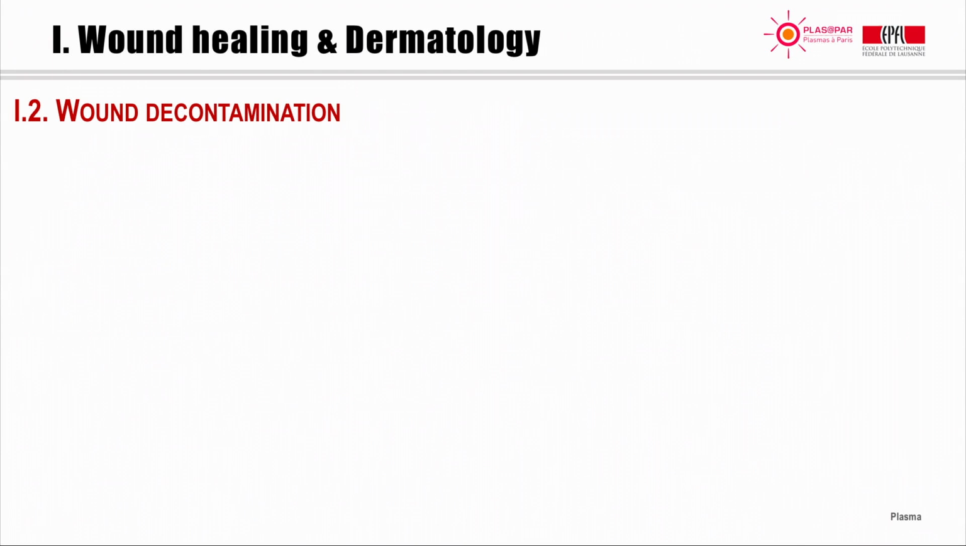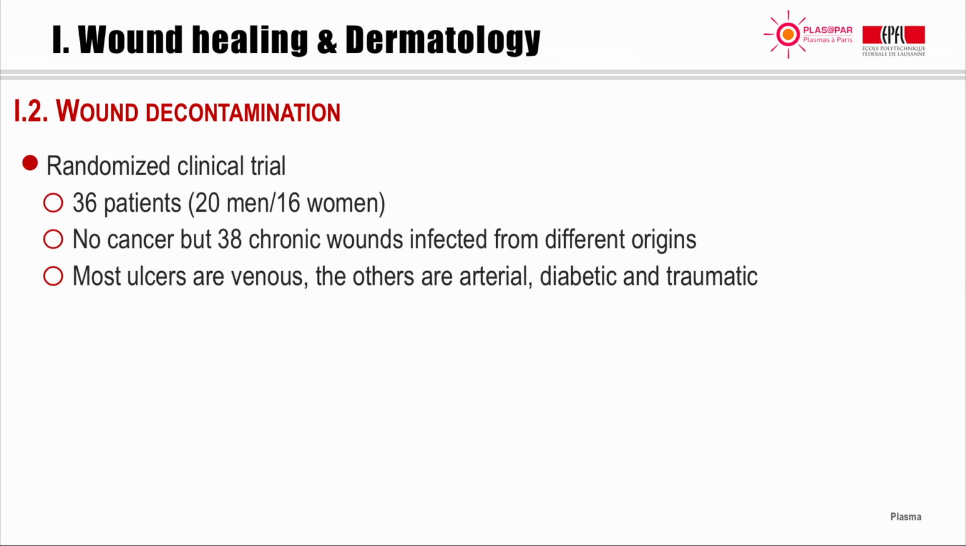Cold atmospheric plasma can have positive effects during all these phases. As an example, we will now consider the inflammatory phase, where plasma can be used for decontamination purposes. In wound decontamination induced by plasma, a first randomized trial was performed in 2010 by the Max Planck Institute for Extraterrestrial Physics in collaboration with the University of Regensburg and the Munich Schwabing Hospital.